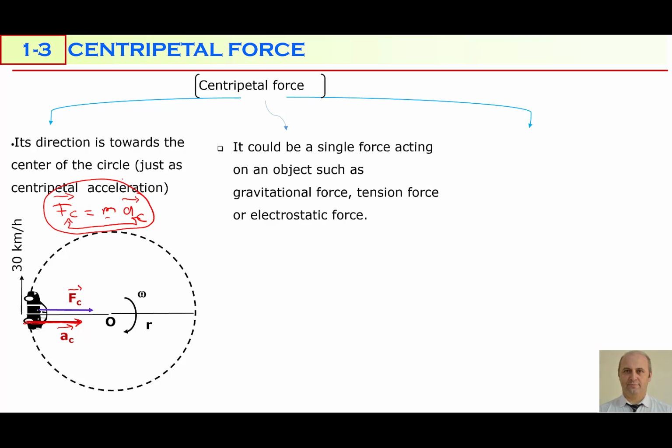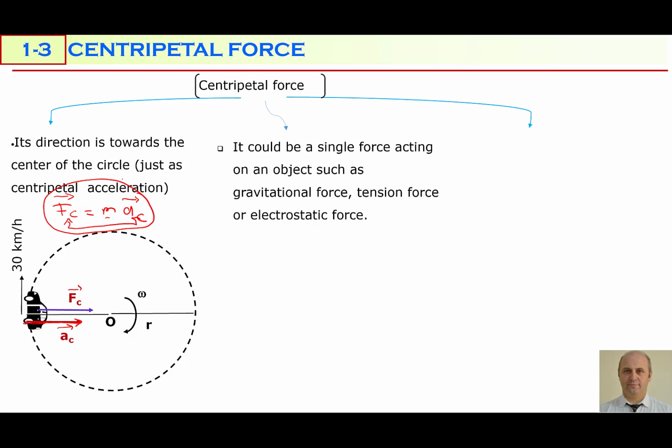And this force which keeps the object on a circular path can be a single force acting on the object, such as gravitational force, tension force, electrostatic force, or friction force. So centripetal force is not a kind of force. It can be any type of force which keeps the object on the circular path. The general name of that force is centripetal force.